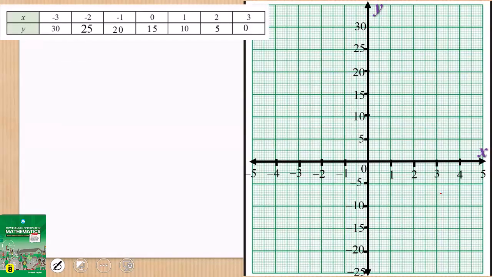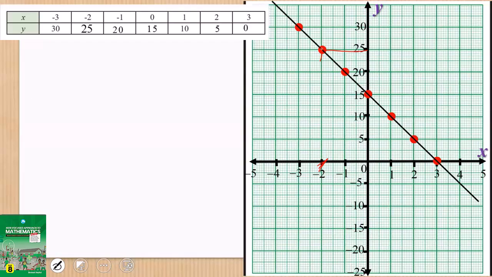Okay, now let's plot the points. So you're going to plot -3 against 30, and that is clear here, right? We plot -2 here against 25, so 25 here. So the point will be here. Take your time and plot all these points, and then you get your straight line as such.